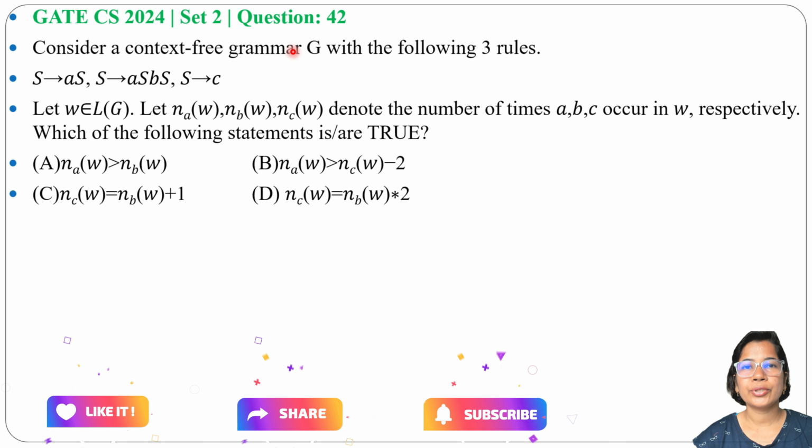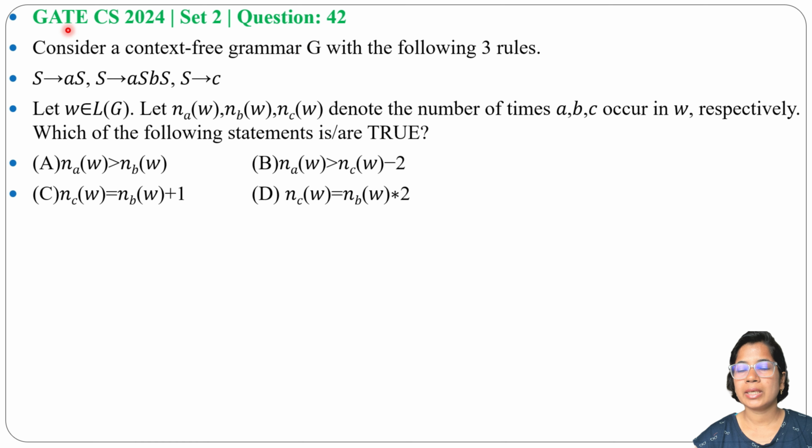Let's solve one previous question of context-free grammar. This question was asked in GATE CS 2024 set 2, question number 42. Consider a context-free grammar G with the following three rules: S derives AS, S derives BS, S derives C.